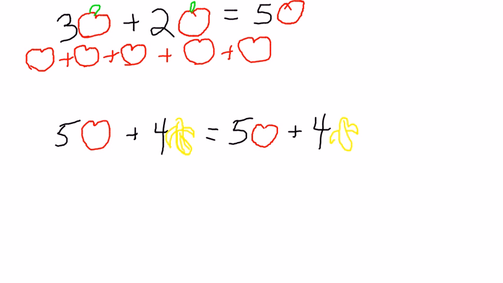Please note that I was not able to combine my apples and my bananas because they're 2 different types of fruit. They represent 2 different things. Okay, let's try another example, but this time instead of using fruit, we are going to use variables or letters. Okay, let's take the expression 3x plus 2x.